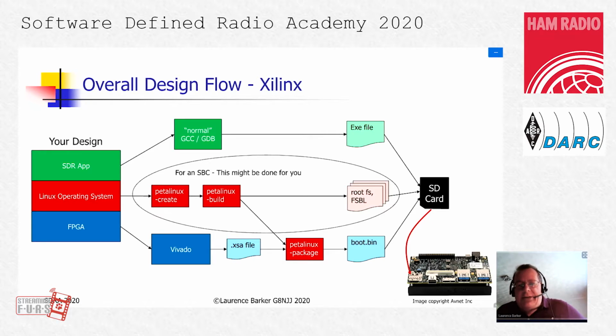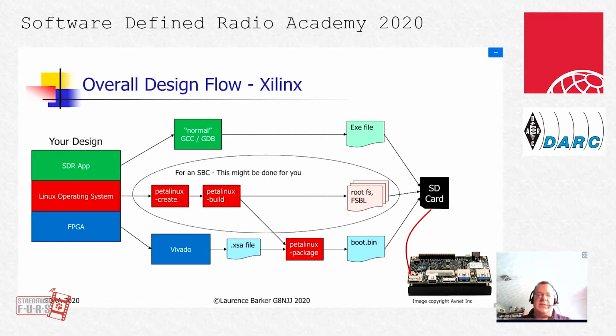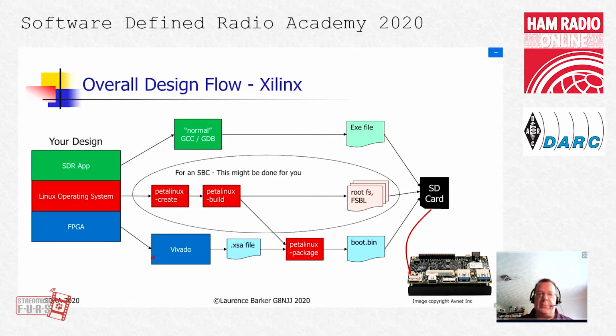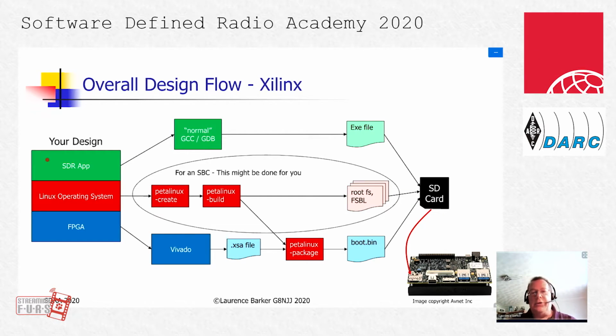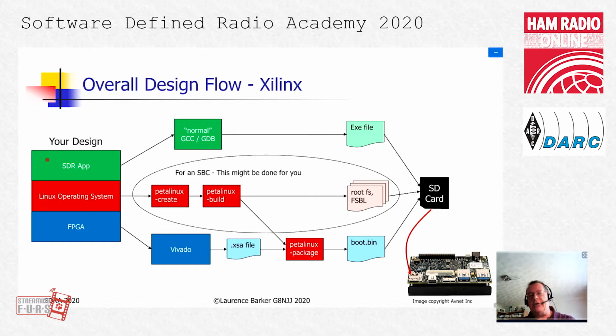Very quickly, I'm just going to say something about the overall design flow. Your design consists of the 3 things at the left-hand side. At the bottom in blue, we've got the FPGA, which is the bit that we're going to be describing today, and we use the Xilinx Vivado tools to create that. At the top in green, we've got the SDR application, for example, HPSDR, which we can create with just conventional C compilers and things like that. And that ultimately ends up with an executable file.